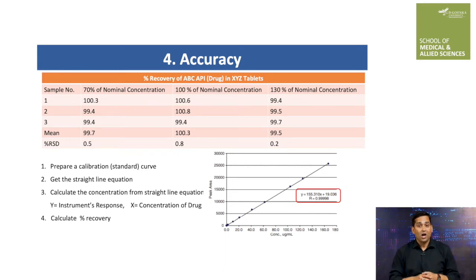Now the question is how we can calculate the percentage of recovered quantity of API. The answer is the straight line curve or straight line equation only. Here you will get the value of y as the response of the analytical instrument. Put this value in the straight line equation to find out the value of x, which is the API's concentration in the sample solution. Considering the dilutions we made, we can always do back calculation to get the amount of the recovered drug, and then we can calculate percentage recovery of spiked API.